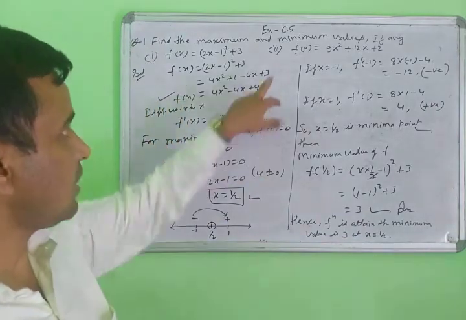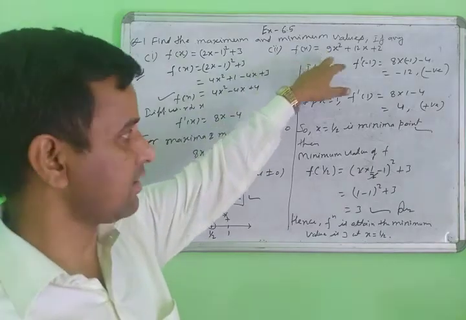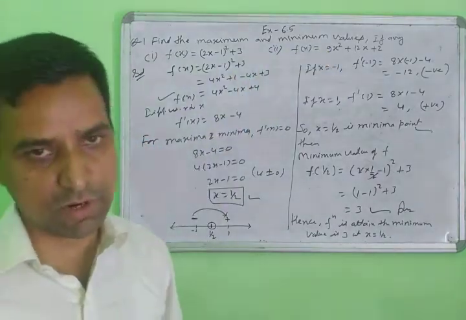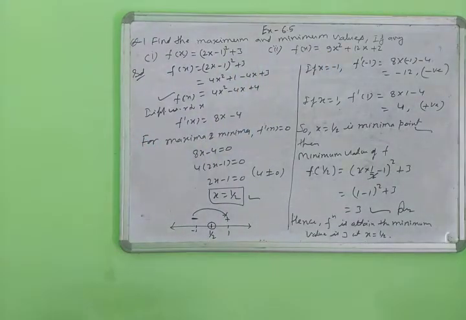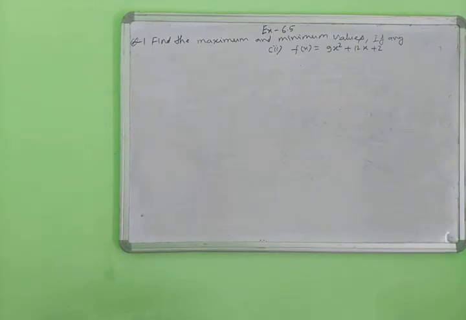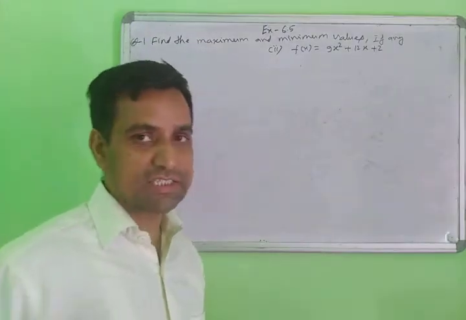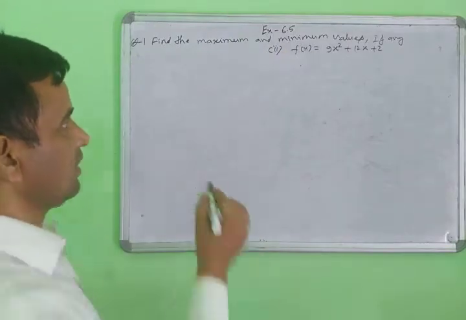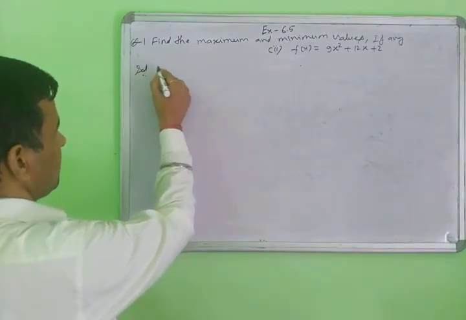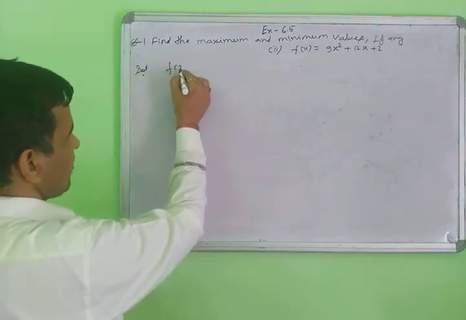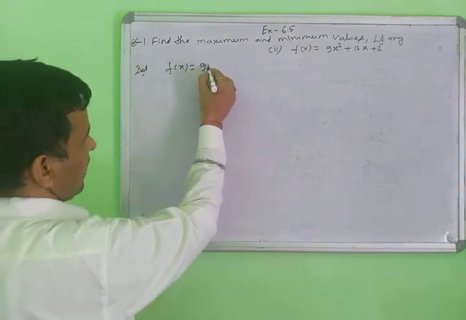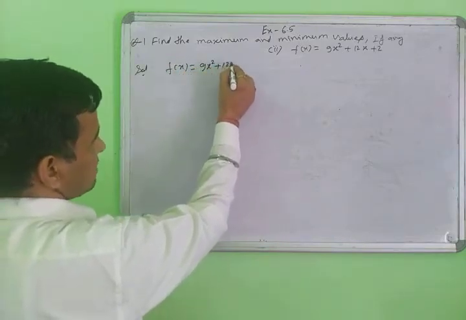The same things here we will apply in the second part. You note down this, then start the second part. Yes students, the first part is completed and now we start the second part. Solution of the second part: first we write the function, f(x) = 9x² + 12x + 2.